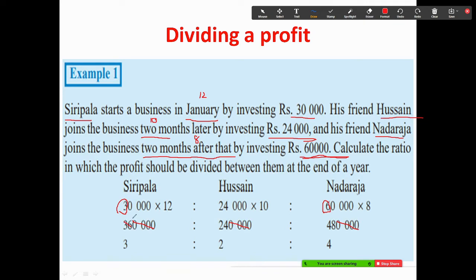So if you divide by 12, 12 into 3, 36. 12 into 2, 24. 12 into 4, 48. So I divide all the 3 by 12. Then what is the ratio? 3 to 2 to 4. The ratio in the simplest form is 3 to 2 to 4. So in this type of problems, when you write the ratio, you have to multiply the amount invested by the period of investment and keep the answer in the simplest form.